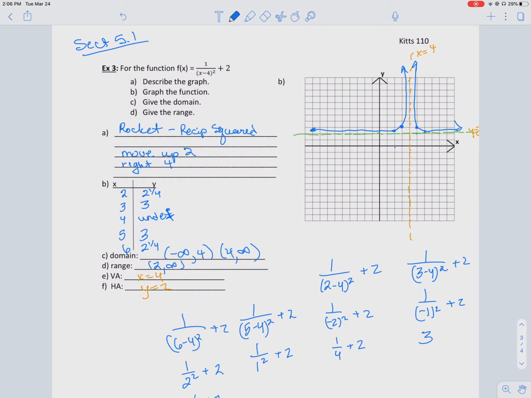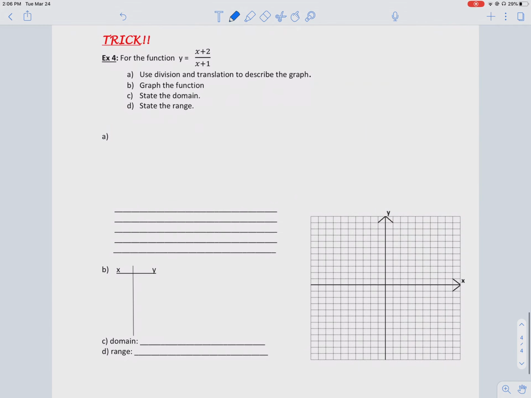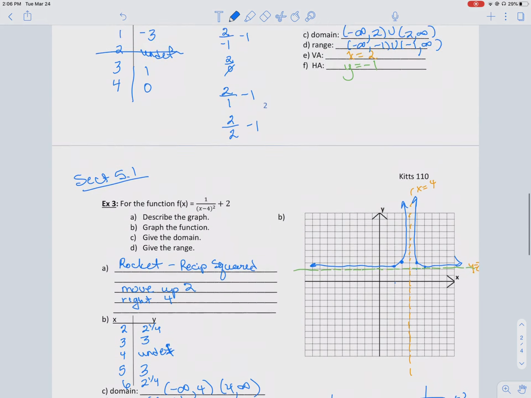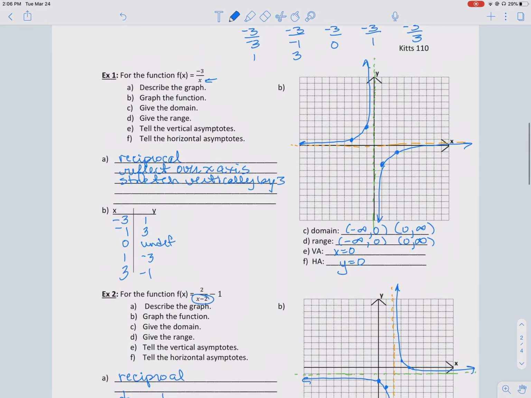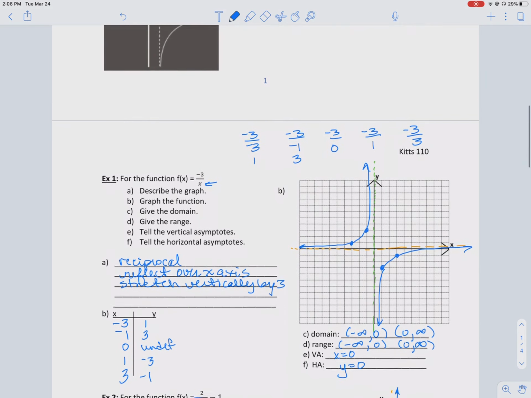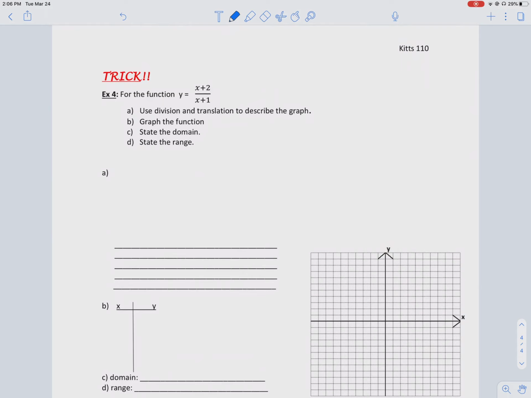Okay. All right. So our last problem actually is a little tricky, okay? What makes this tricky is the top. Notice all these other ones had a 1 on top. Or that one has a 2 on top, which stretched it a little bit. But notice it didn't have any letters on the top. This one has some letters on the top. So, first step, use division and translation to describe the graph.